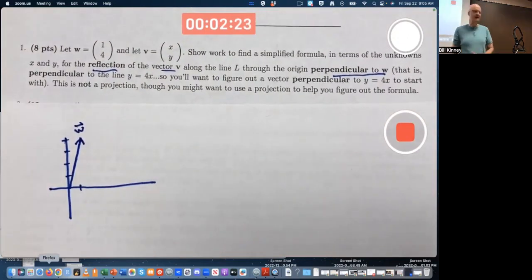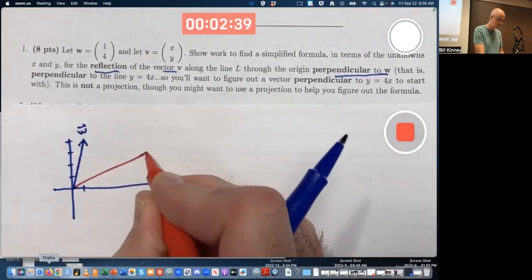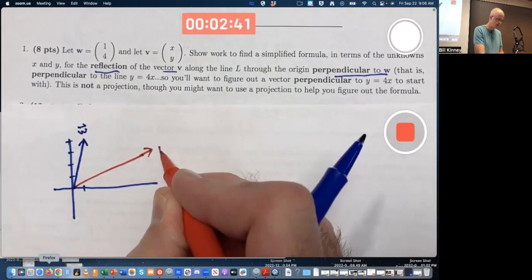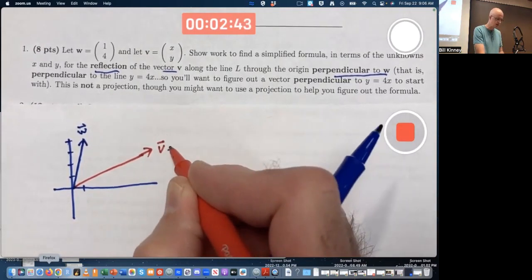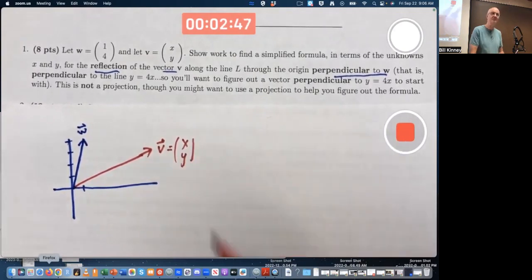V is an arbitrary vector, x, y. One good thing to do with problem solving is to pick something particular for V, that is to try to get you warmed up, so to speak. I'm not going to do that, but I will draw one possibility for V, which might look like this. But it's an arbitrary vector. It's got arbitrary components, x and y.